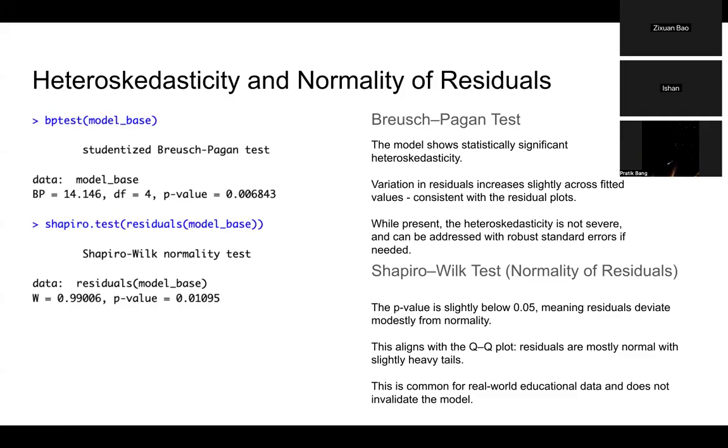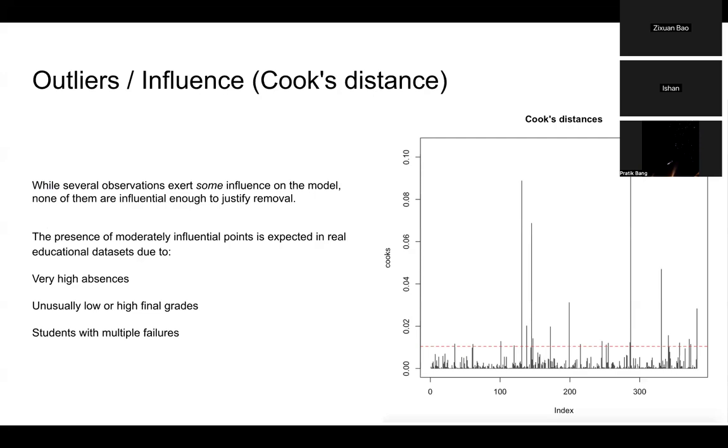The Shapiro-Wilk test also gives a p-value slightly below 0.05, indicating that there are mild deviations from normality, mostly due to slight heavy tails. However, these issues are common in real-world educational data and are not severe enough to invalidate the model. Next, we look at the Cook's distance values for each observation in the dataset.